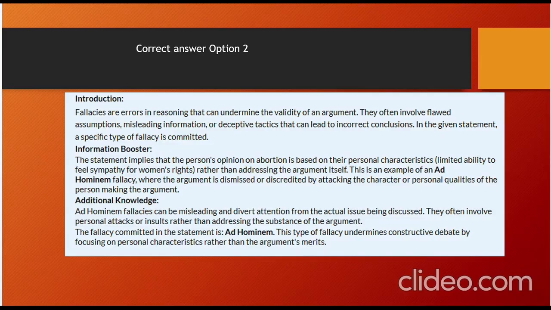And here is some additional knowledge also, that is, ad hominem fallacies can be misleading and divert attention from the actual issue being discussed. They often involve personal attacks or insults rather than addressing the substance of the argument. Here, the fallacy committed is ad hominem. This type of fallacy undermines constructive debate by focusing on personal characteristics rather than the argument's merits.